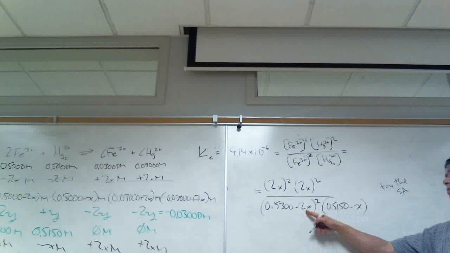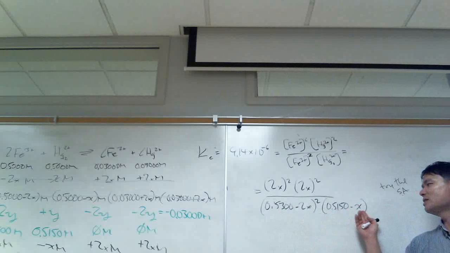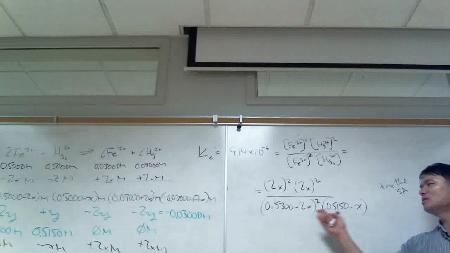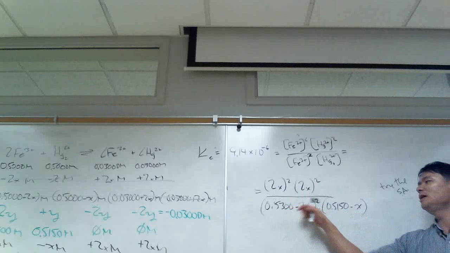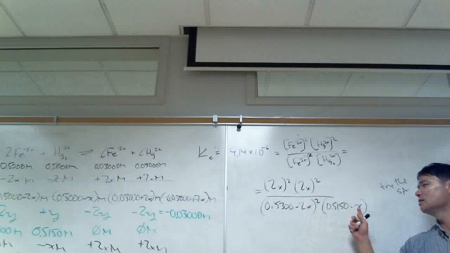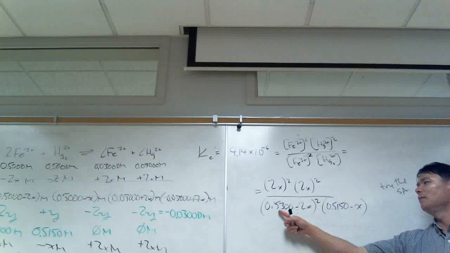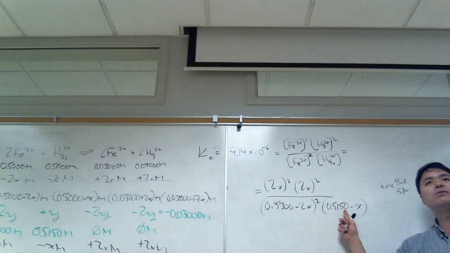Well, we got two of them. But let's pick the bigger percent change. If we lose 2x from 0.53 versus x from 0.515, which one is a bigger percent change? In other words, which one is taking a bigger bite out of the pool? The 2x or the x? But the pool size is different. This is a 0.5300 pool. This is a 0.5150 pool.